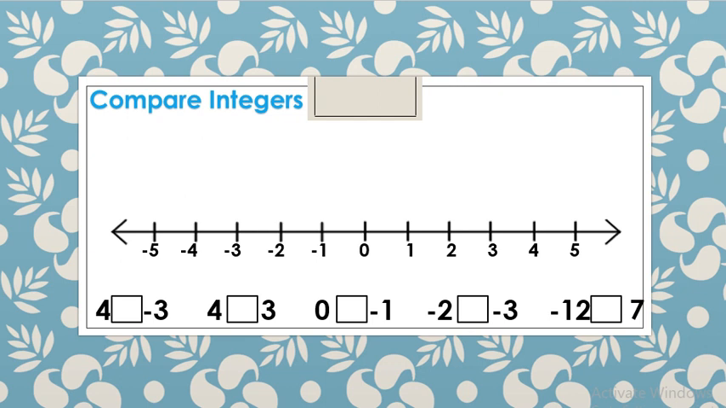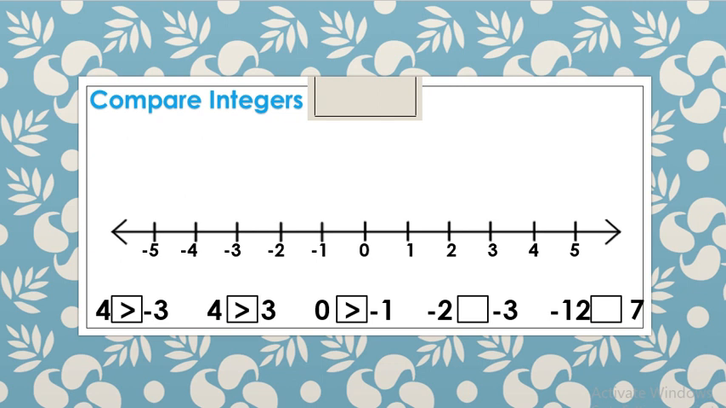Which number is the greater one? Yes, it's 4. So we are going to give the greater sign to the 4. Next, 4 and 3. Again we have 4, because 4 is on the right hand side of the number line. For 0 and -1, yes, 0 is greater than -1.